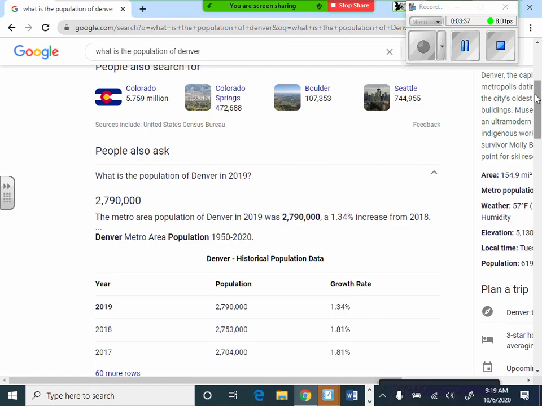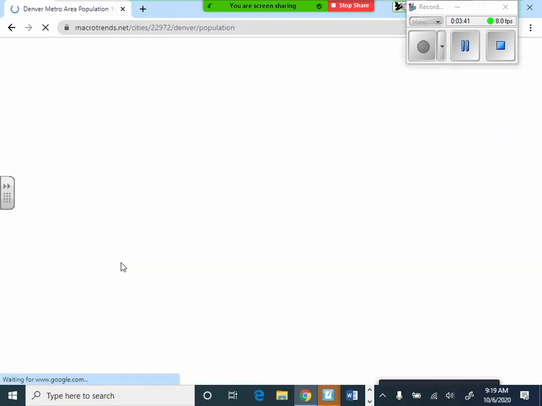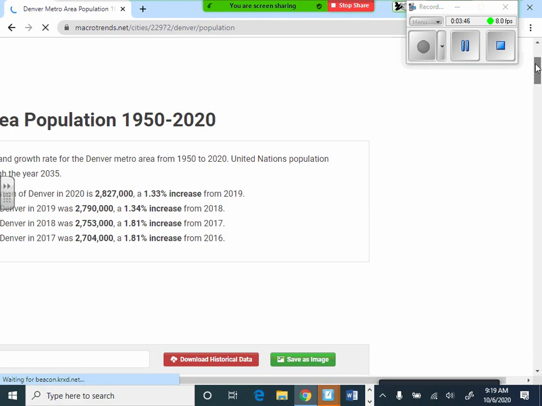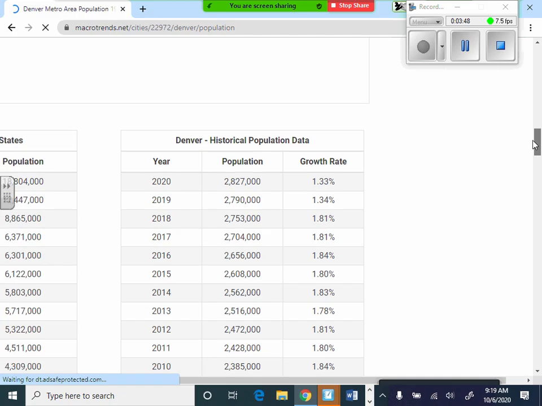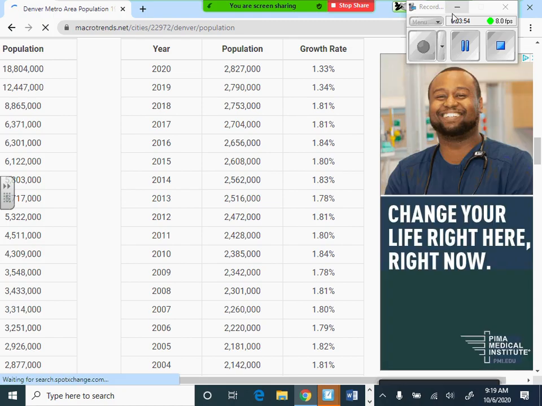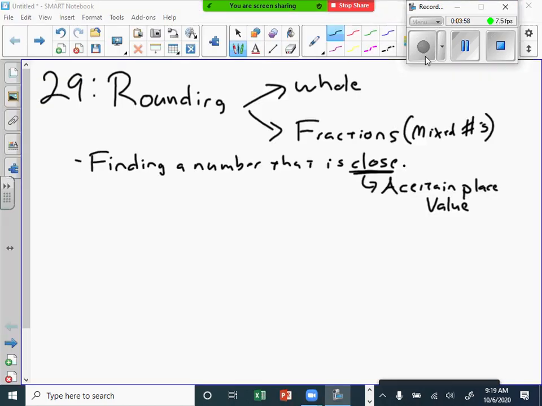But now as I come down here, this says 2017, 60 more rows. Let's see what this says way down in 2011. As we move down, 2011, there we go. This is saying about 2 million. Regardless, it doesn't matter. So, rounding, we look at a certain place value.